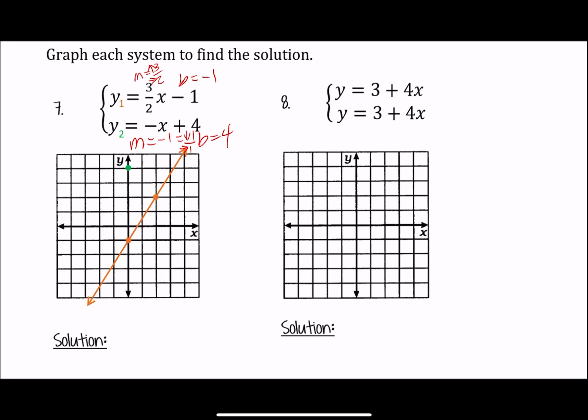I'll go down 1. And I'm so close to the solution here, I'm going to make another point. And notice what happens. It overlaps with that orange. They're on the same exact spot. When those 2 lines intersect is that solution. So our system solution is 2, 2.